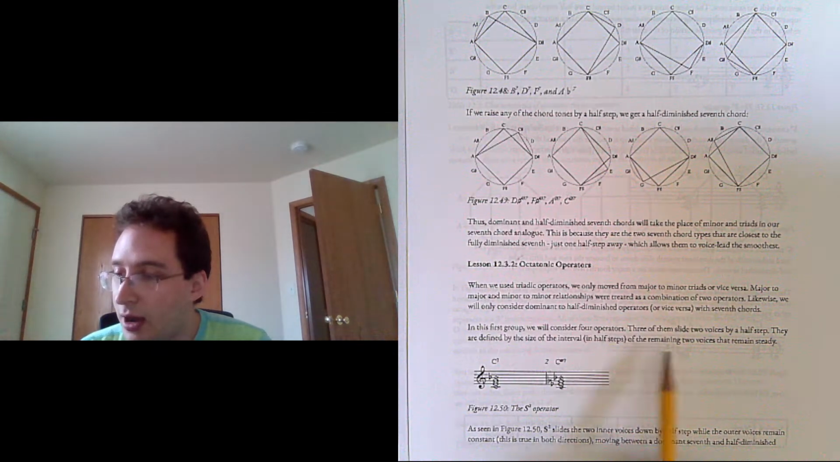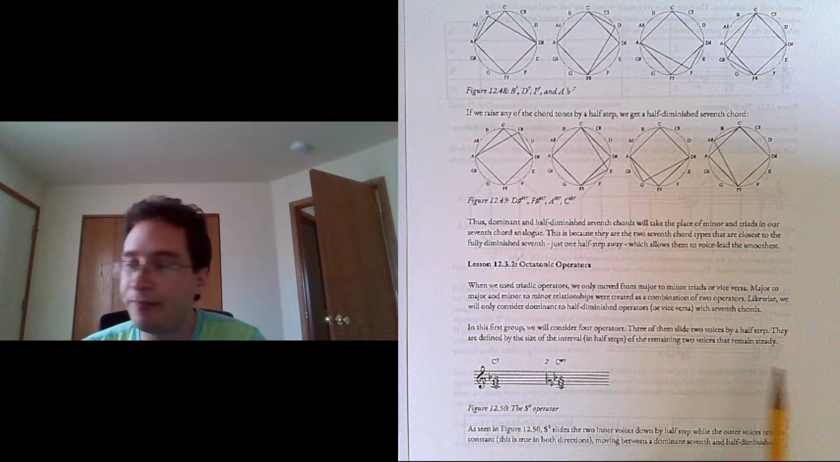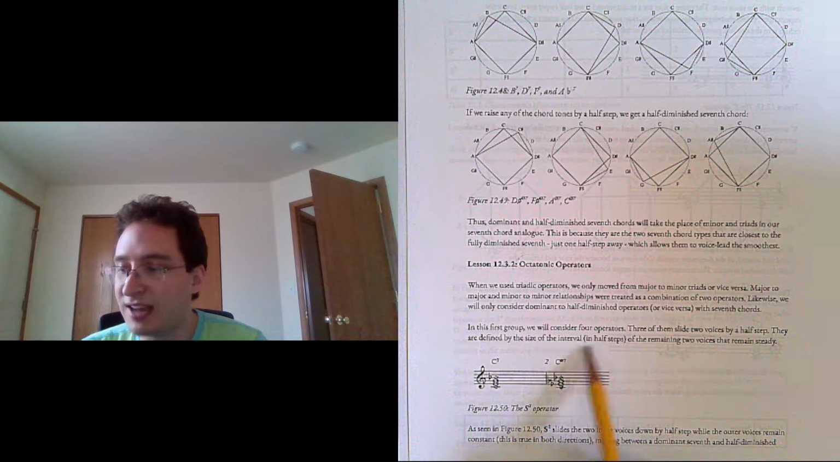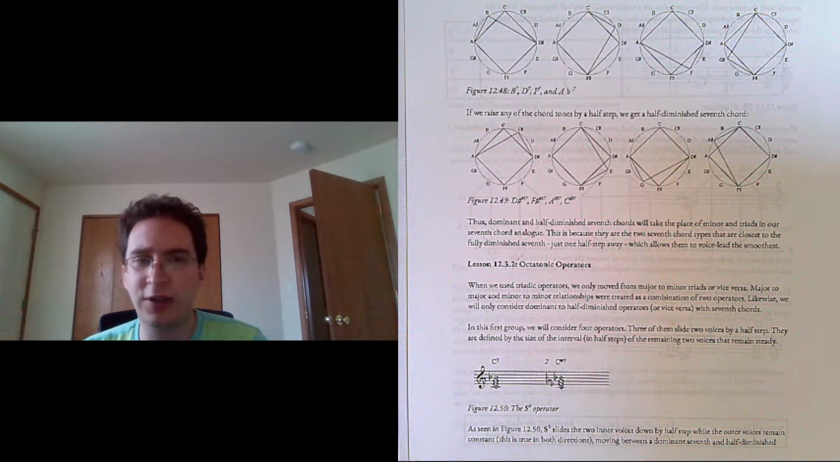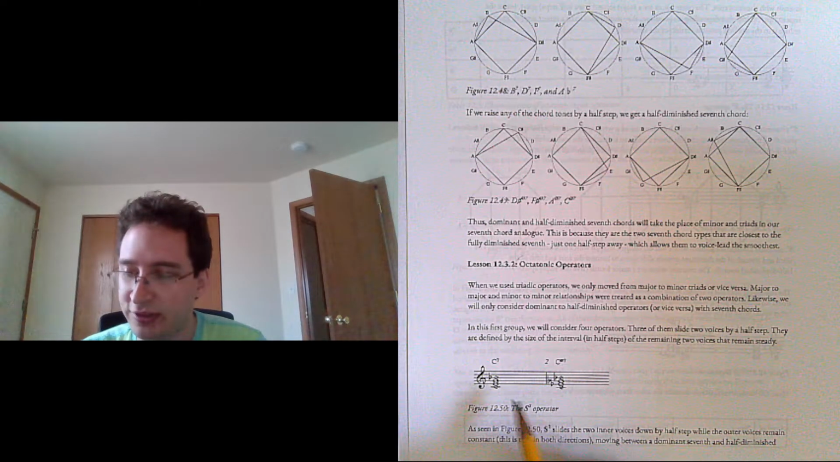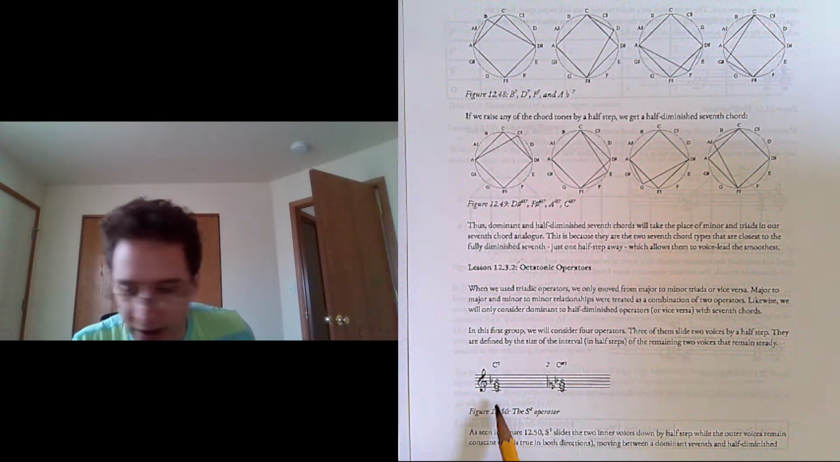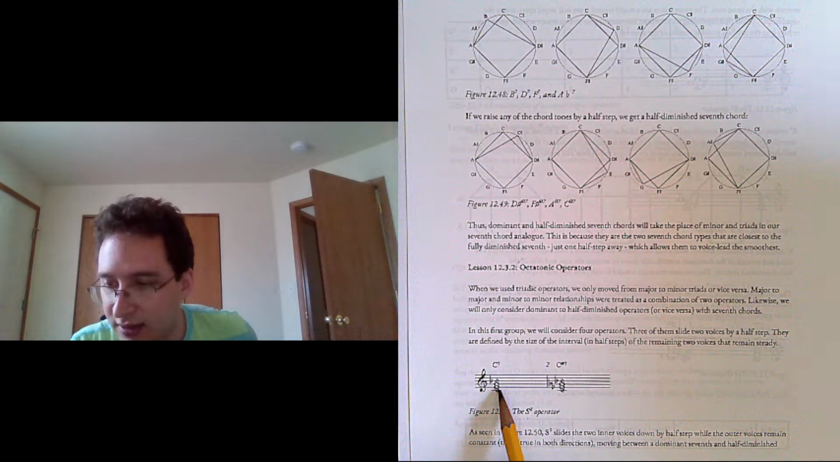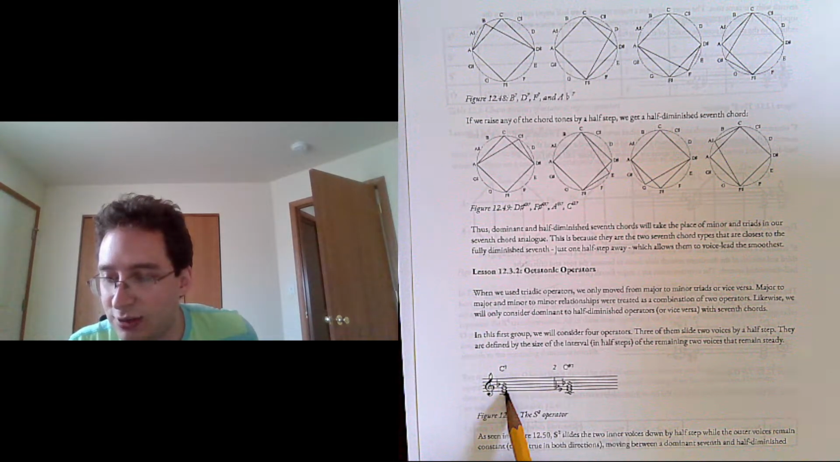So, most of them are going to be sliding 2 voices by half step each, and they're defined by the size of the interval of the 2 voices that remain steady. It's a little confusing, so let's just unpack it with examples. So here we have our S2 operator. We have a C7 chord, and we're going to keep the outer voices and slide those 2 middle voices down a half step each. So E goes down to E flat, G goes down to G flat.